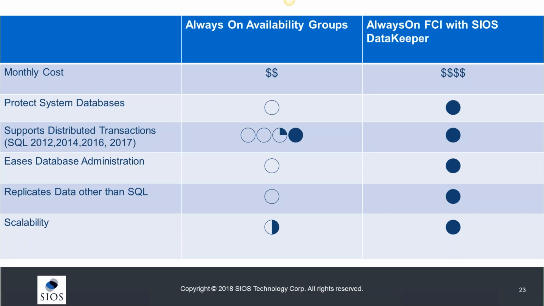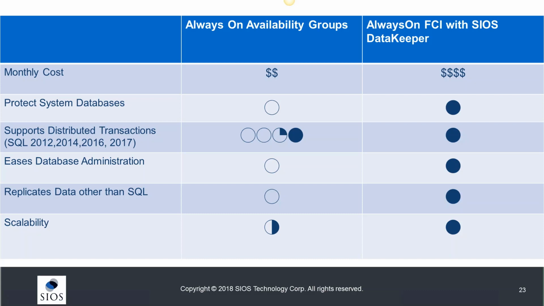One is the ease of management, and it protects the entire system, including your system databases. Availability groups does not do that. It only replicates the user-defined databases, so you have to manage your agent jobs, your logins, and passwords in some other fashion. Failover clustering replicates and fails over the entire instance.